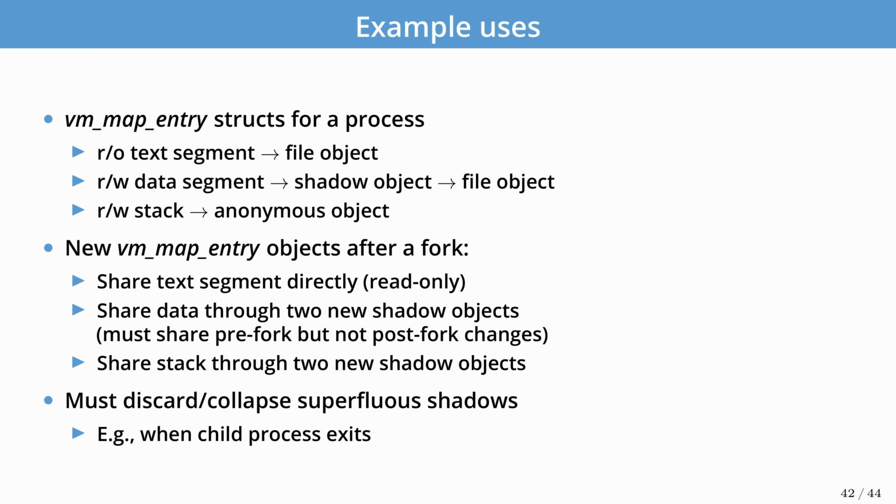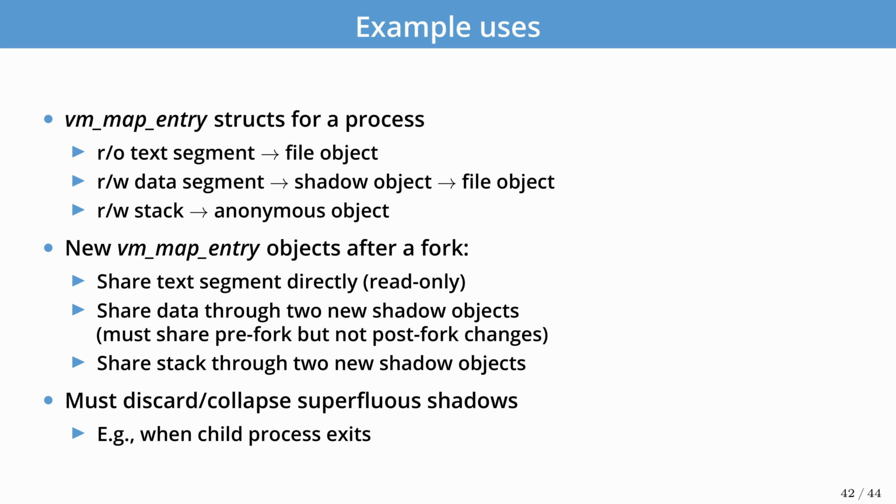But we don't actually want to copy all the data of the program because that's really slow. So instead, what we're going to do is share all of the memory segments that we can. The text segment, the segment where the code is for a program binary, is read-only. So we can share that segment between the child and the parent process with no problem.